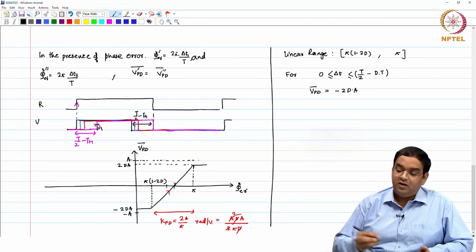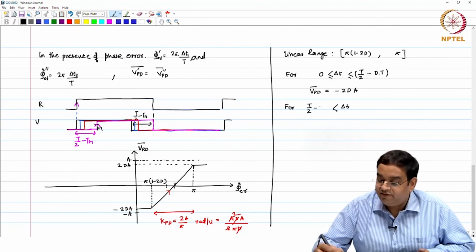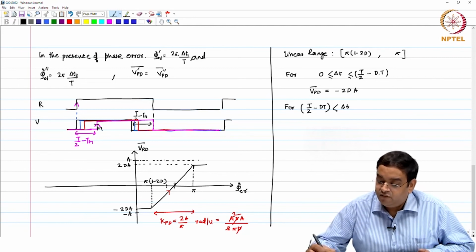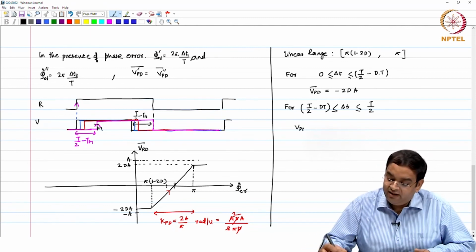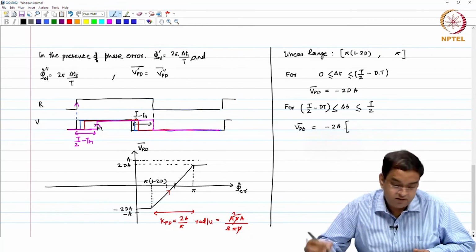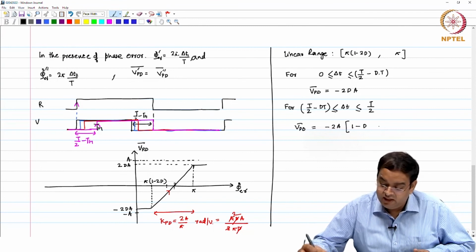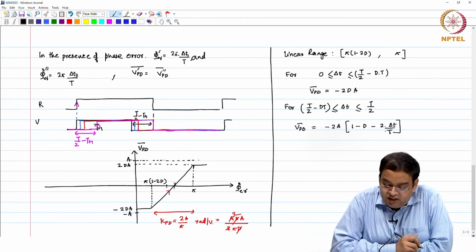Okay. For phase error greater than this, I am writing in terms of timing error, but I am calling this a phase error because timing error is directly related to the phase error. For this delta t less than or equal to t by 2, your VPD average is actually equal to minus 2a times 1 minus d minus 2 delta t by t. You can substitute in this equation and you will find the values accordingly.